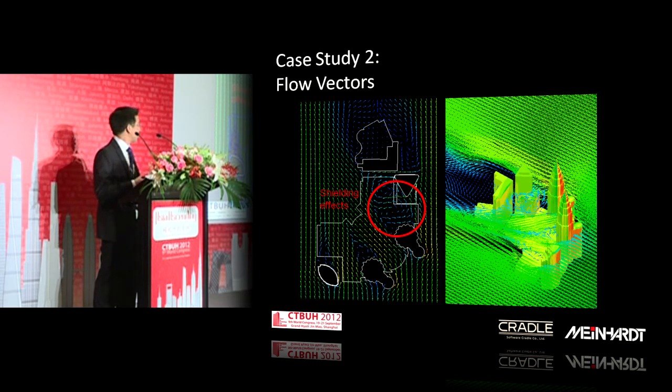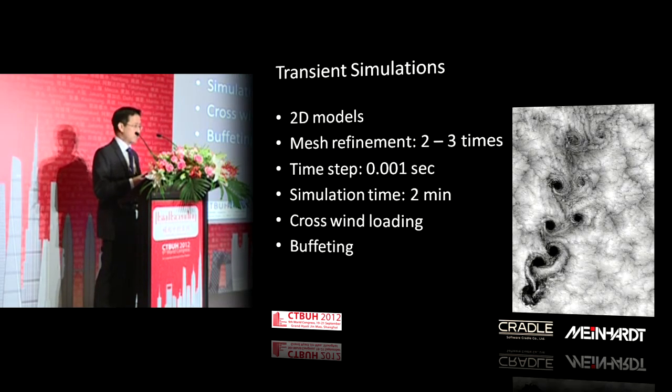And here's a graphical view of the shielding effects. We did actually two benchmarking cases, but for the sake of time, we'll just show one. The second one's in the book if you're interested. After we were done with the mean response, we started looking at transient simulations. In this situation, you need a much smaller time step and a much more refined mesh. But what we were looking for is, can we identify some crosswind loading, some buffeting, and can we look at what kind of mitigation strategies we could explore computationally before taking that to the wind tunnel.